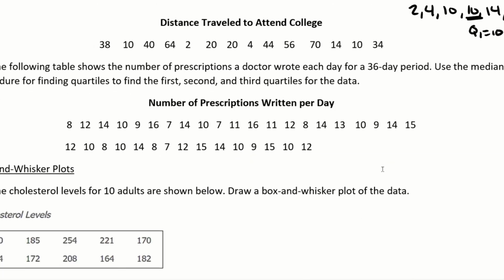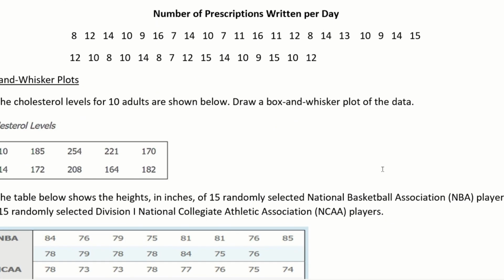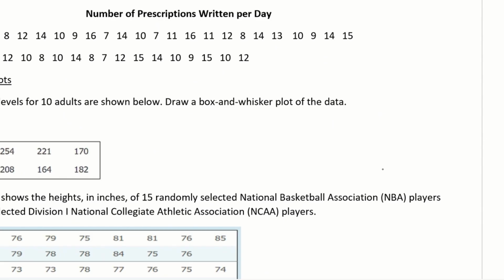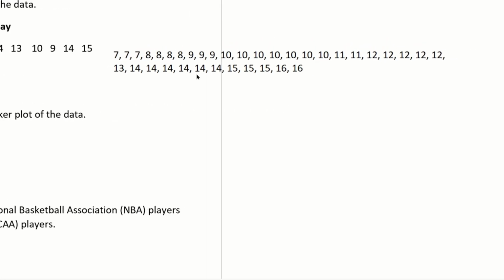Okay, pretty straightforward. So number 18, we're going to do the same thing, find the quartiles for the number of prescriptions. We're going to need to sort this data, so we're going to put it in order. Let's do that first real quick. So we got a bunch of 7s, a bunch of 8s, so on and so forth. Okay, went ahead and typed up the numbers and put them in order.